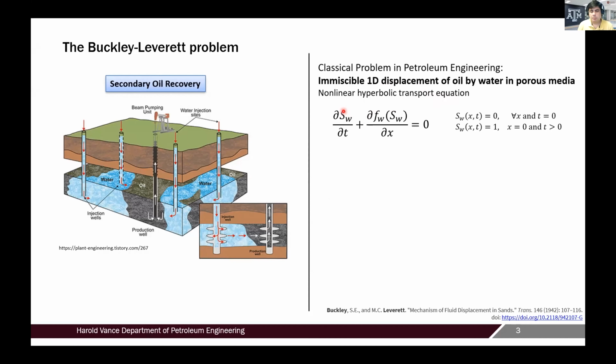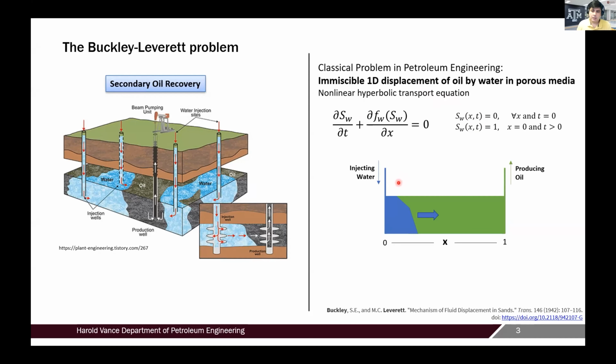We are modeling water saturation. That's our main variable, and we have some initial conditions and boundary conditions. What we are modeling here is a reservoir, a domain saturated with oil, with water saturation 0, and we start injecting water at the boundary x equals 0, and we keep producing oil at x equals 1. So this water moves to the right, sweeping the reservoir.